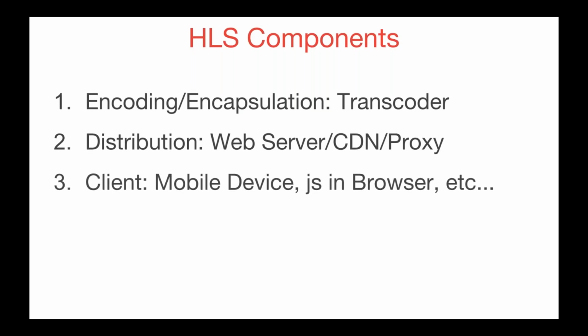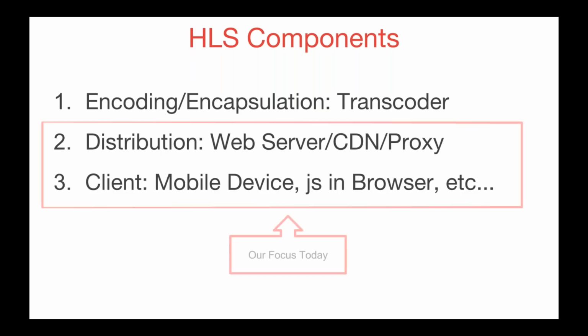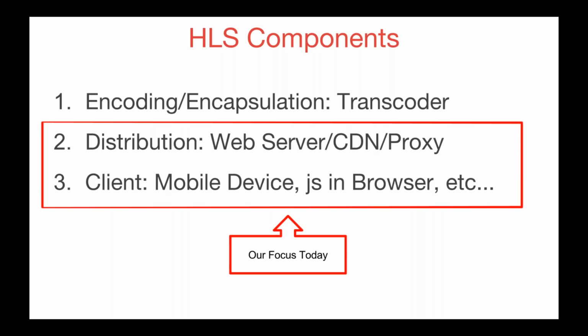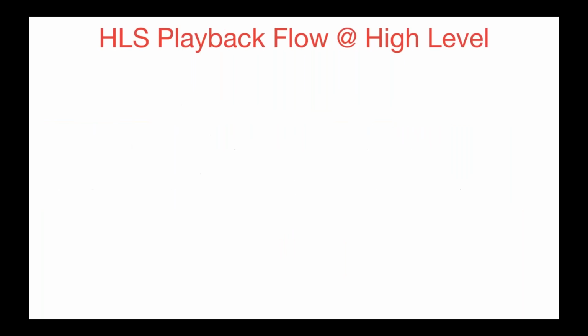Then there's the distribution and the client. Distribution can be any web server, any CDN, and there could be proxies involved, and then there's a client, which could be a mobile device, JavaScript, etc. What we're going to focus on is the distribution and the client. We're not going to talk about how you choose to transcode, because for on-demand video the transcoding is only really done once, and the files are laid down and you can put them anywhere. For a truly live feed, the transcoder is part of the pipeline, but we're not going to stress that. We're going to stress the ability to get the streams out to the users. So this will be our focus.